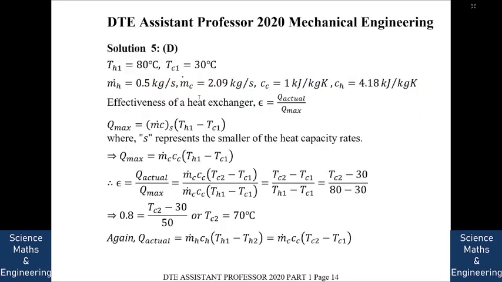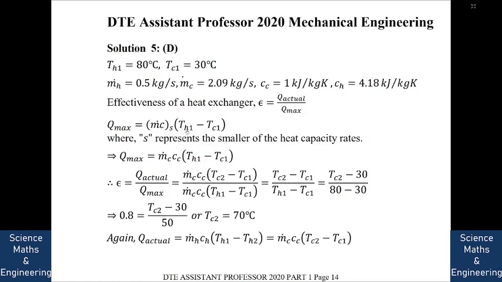So let us solve. See, Th1 is given, Tc1 is given, m dot H is given, m dot C is given, C of C is given, and C of H is given. So effectiveness is Q actual by Q max. Now Q max would be what? Whichever fluid has lower specific heat multiplied by the mass, so that is m dot C. Now if we multiply that by the maximum temperature difference possible, that would be Q max.